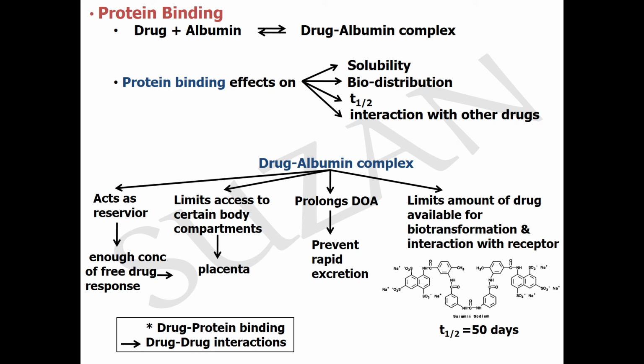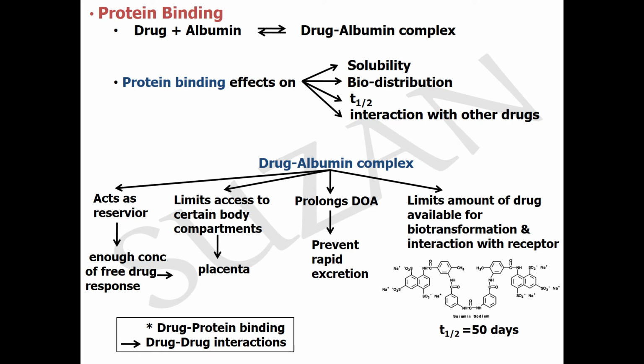Protein binding. Once the drug enters the systemic circulation, it can remain in solution form, or it can bind to proteins, serum proteins, especially albumin. So many drugs will bind to serum albumin to form a drug-albumin complex, and this is a reversible process. This protein binding can affect the effective solubility of the drug, the biodistribution, the half-life, and the interaction with other drugs.